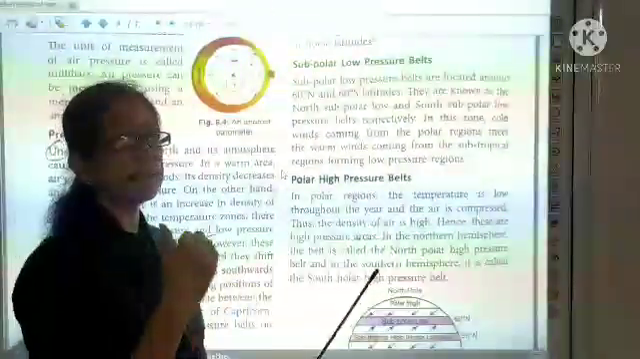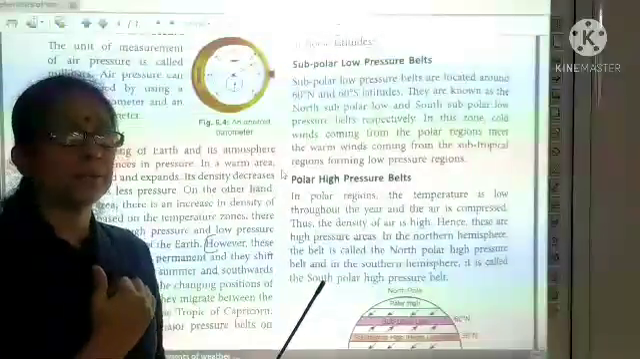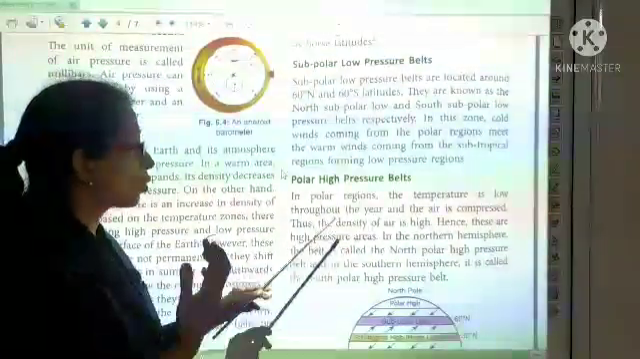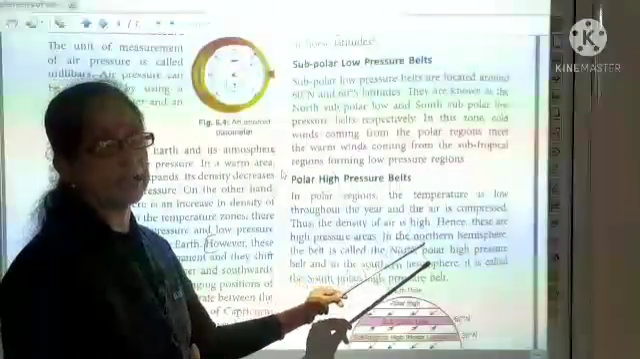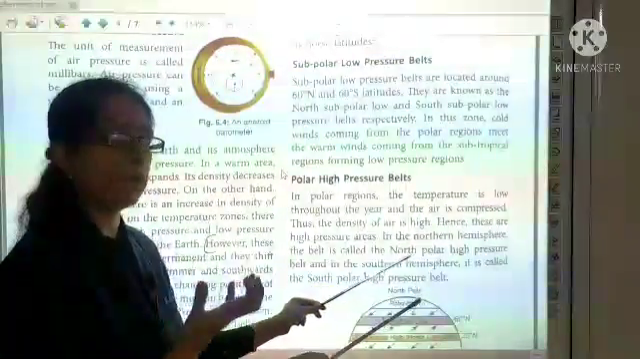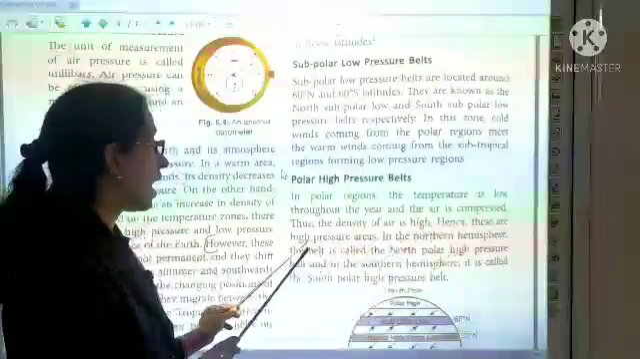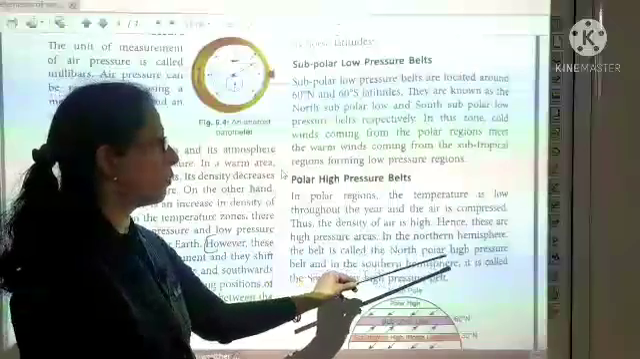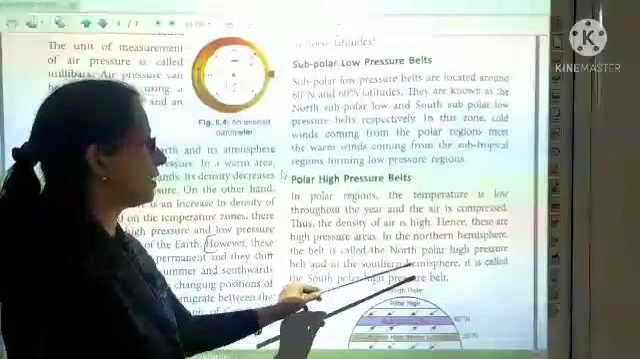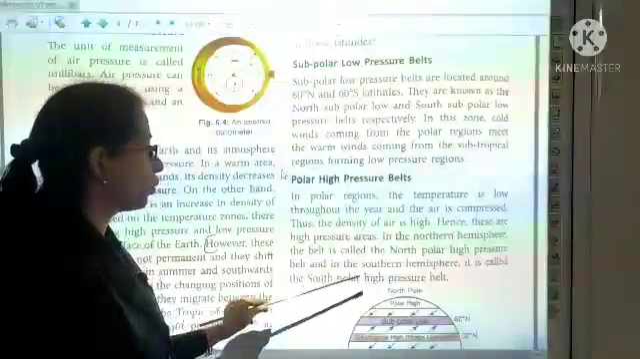Now polar high pressure belts में क्या है, in polar regions the temperature is low throughout the year. polar regions की तरफ जब अपन जाते हैं तो वहाँ पर temperature कैसा होता है, low होता है throughout the year and air is compressed. Thus the density of air is high. यहाँ पर density of air कैसी होती है, high होती है. Hence there are high pressure areas. In the northern hemisphere the belt is called the north polar high pressure belt and in the southern areas it is called the south polar high pressure belt.